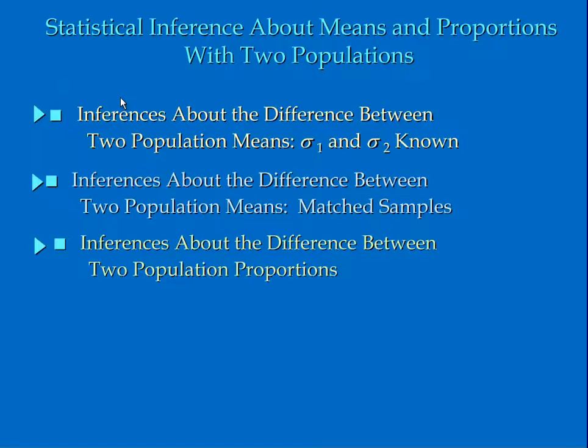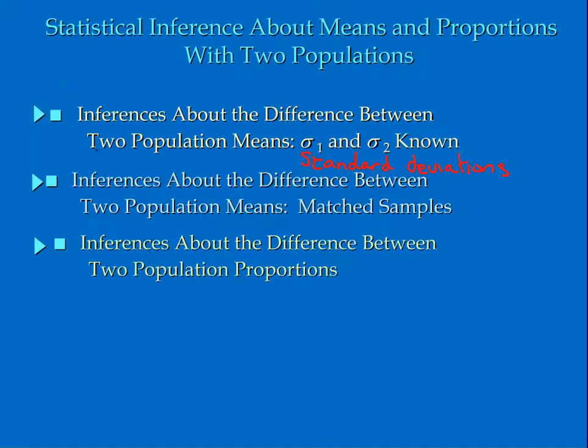In this presentation, we are going to look at statistical inference about means and proportions with two populations. I'm going to split this presentation up into multiple parts. The first part is inference about the difference between two population means, where sigma 1 and sigma 2, the standard deviations, in case you've forgotten that, are known.